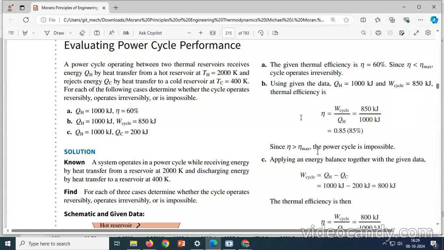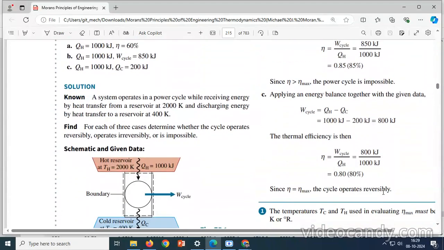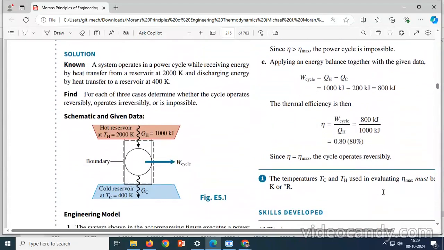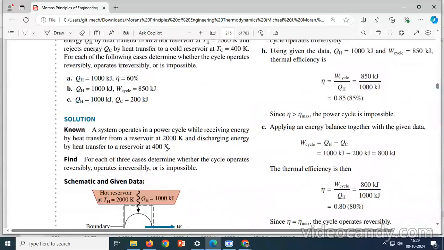How are they deciding whether it is impossible or irreversible? Any idea? The power cycle is an impossible cycle. Does anyone want to reply? Okay, last case they have given. What is the last case?